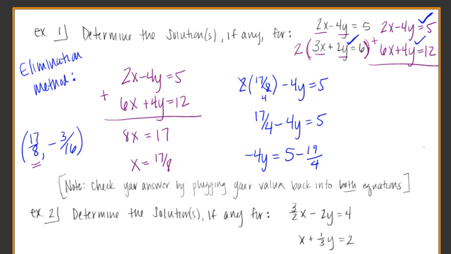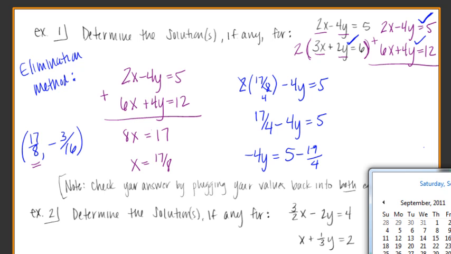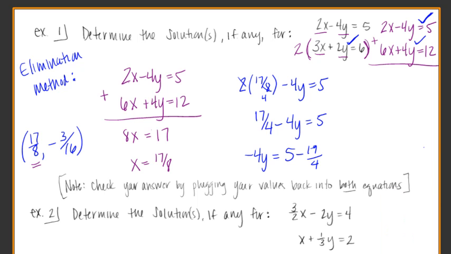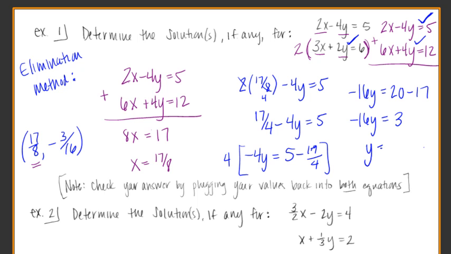This really isn't that pretty, is it? But we can do this. I'm going to eliminate my fractions real quick before I go any further to make it somewhat easier in my life. Let's multiply everything through by 4 because 4 is my denominator. And I'll get negative 16y is equal to 20 minus 17. So negative 16y is equal to 3, and divide everything through by negative 16, and I get y to be a negative 3/16. And looky there.